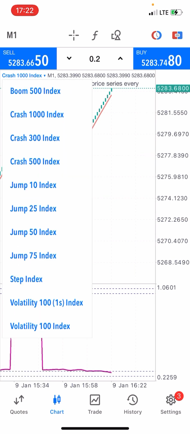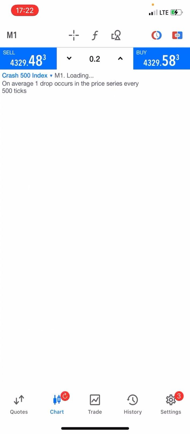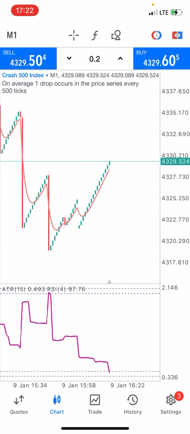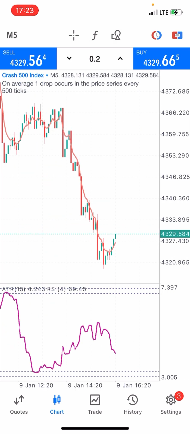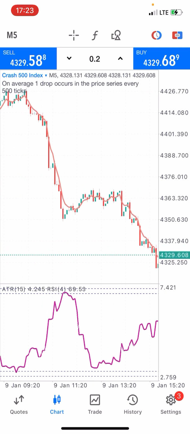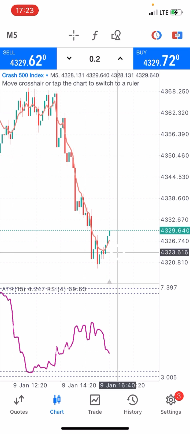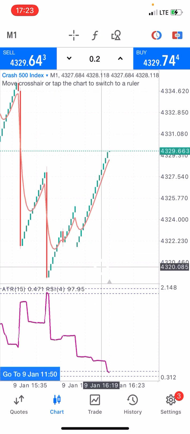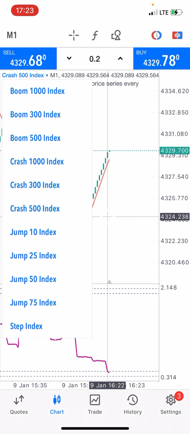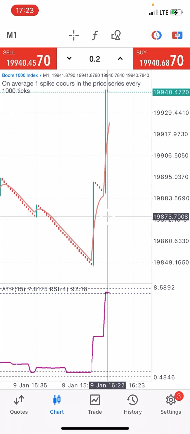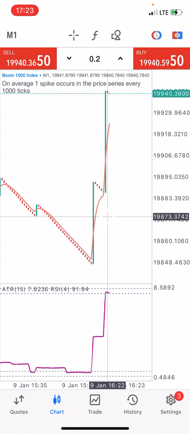So let's check on, let's say, crash 500. All right, crash 500 is giving us that move. So let's see, the 5 minutes time frame is giving us that move. Still not giving us what we want, because I want a situation whereby we are starting from the roots. Let's look at the boom 1000. Oh, okay, fine. Now we got the 1000. This is a perfect one.